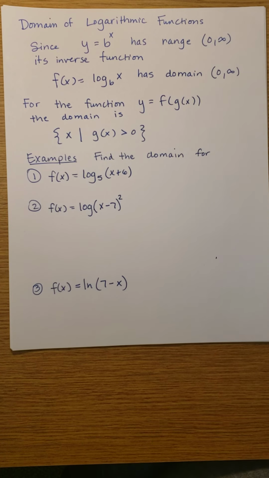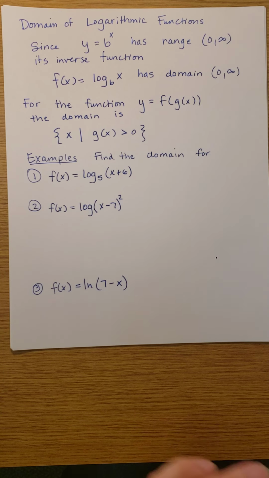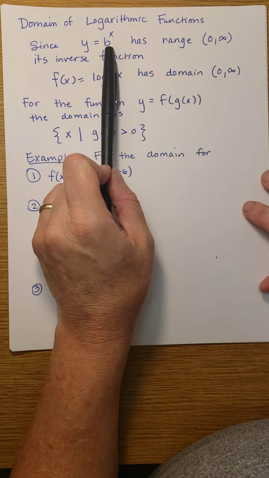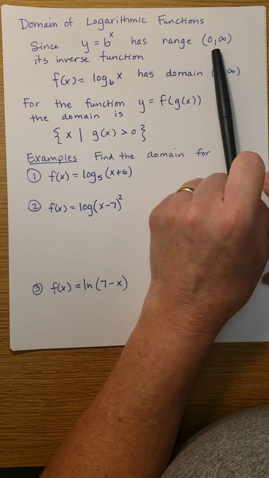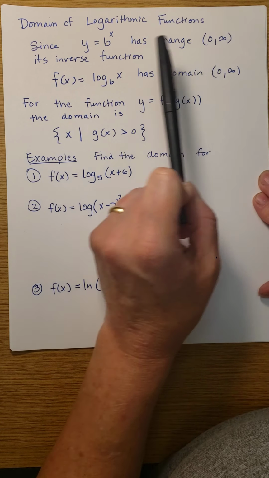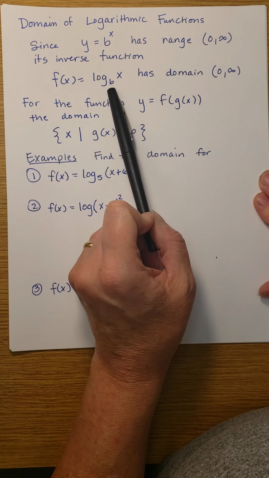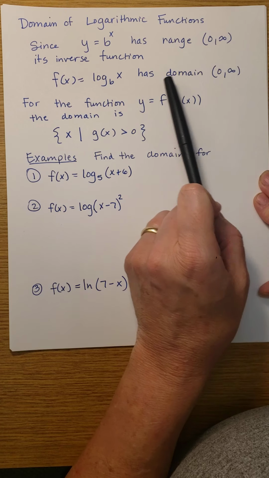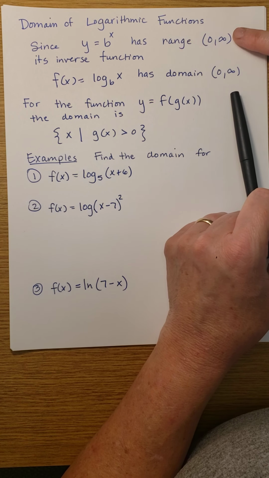Okay, now we're going to talk about finding the domain for a logarithmic function. And you will recall that the exponential function having base b has the range of all positive real numbers. So its inverse function, which is f of x equals log base b of x, has domain of all positive real numbers.